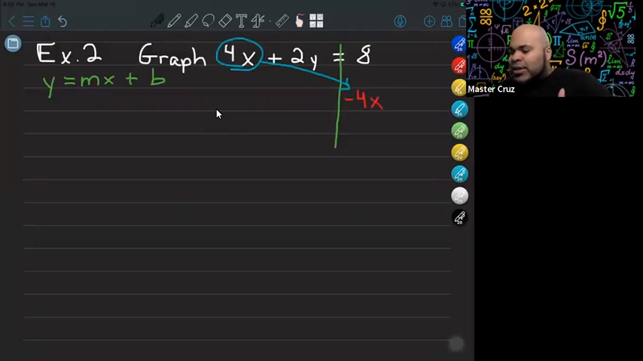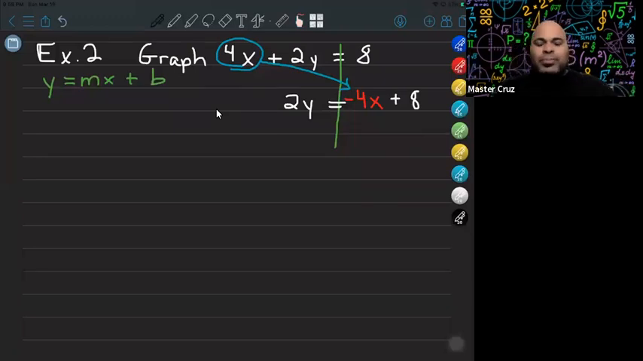I am not moving the 2y, so I'm just going to leave it positive 2y. I'm leaving the equal sign right there, and I'm not moving the 8 from one side of the equal sign to the other. So I just bring down the positive 8, because that's a positive 8. I need to write plus 8.